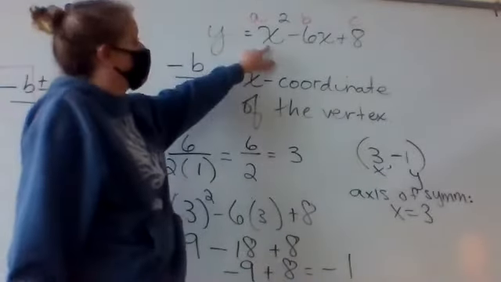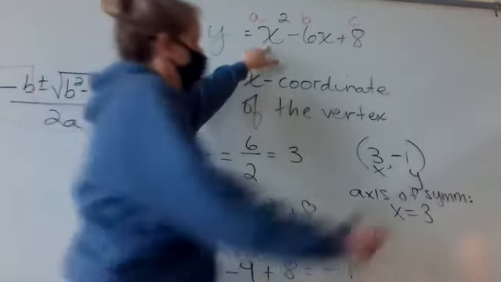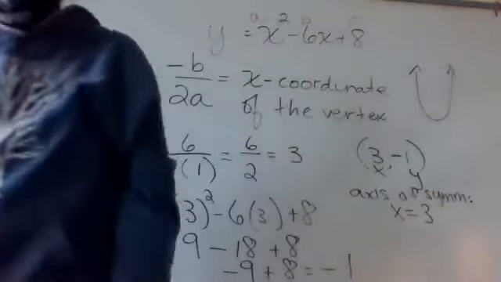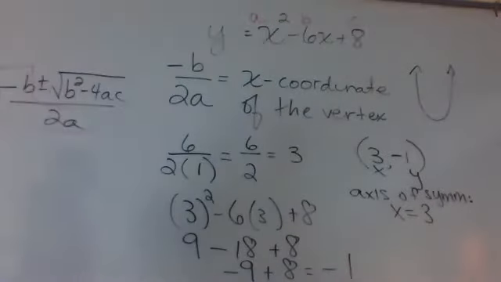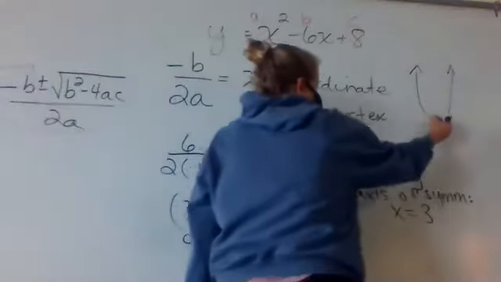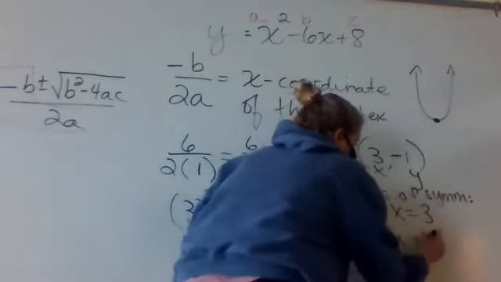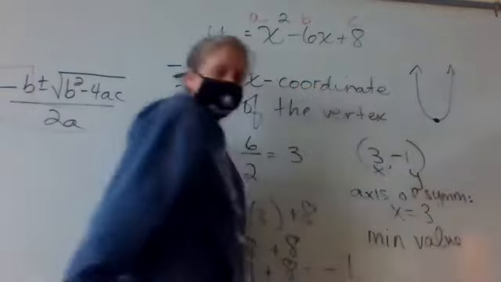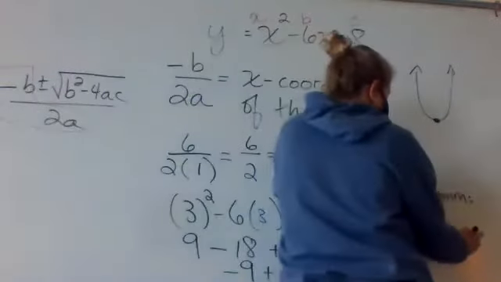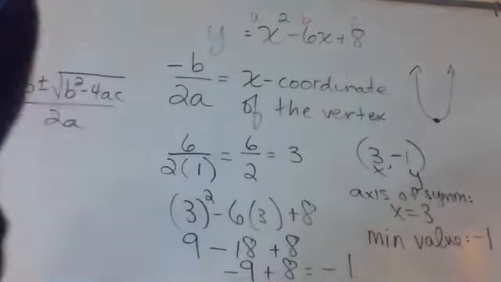So what tells us this? The x squared, right? Since it's positive, this parabola will be regular. It won't be upside down. It doesn't have a negative in front of the x squared to flip it upside down. So this one is going to have its vertex at the bottom, which means it's going to have a minimum value. And remember, the minimum value is just whatever the y-coordinate is, which in this case is negative 1.